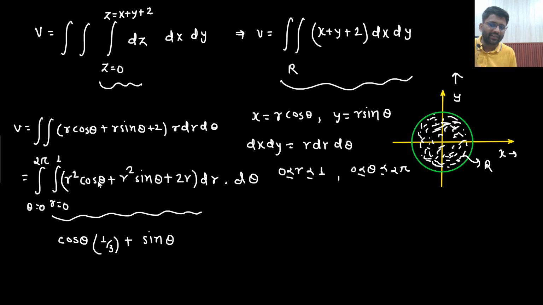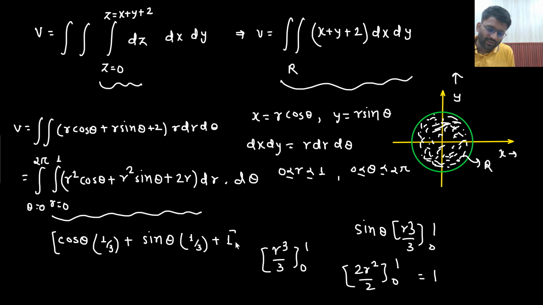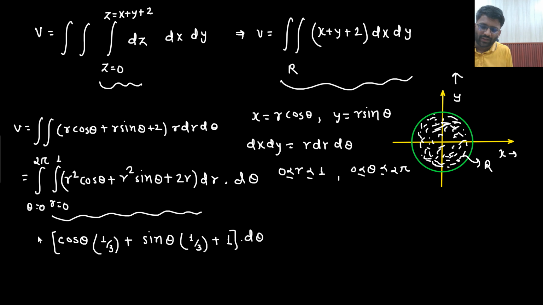Then sin theta outside, integration of r square gives r cube by 3 from 0 to 1, so sin theta into 1 by 3. Plus the integration of 2r, which is 2r square by 2, from 0 to 1, this becomes simply 1. So plus 1, d theta, with theta from 0 to 2 pi.